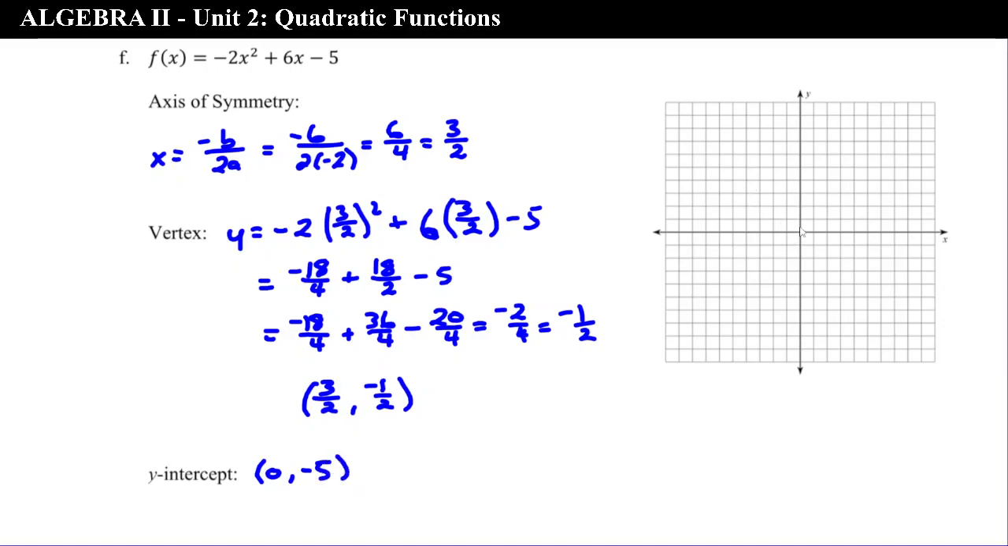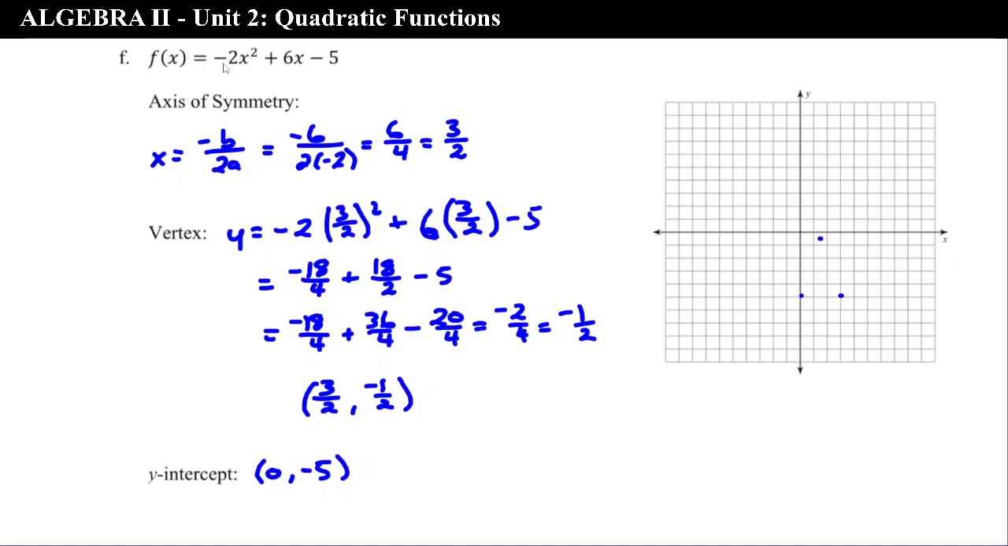All right, well, let's plot our vertex. We've got 3 halves, so that's 1.5, and then negative 1/2, so that's going to be right here. And then our y-intercept is going to be at 0, negative 5, so 1, 2, 3, 4, 5. And we can reflect that across the axis of symmetry.